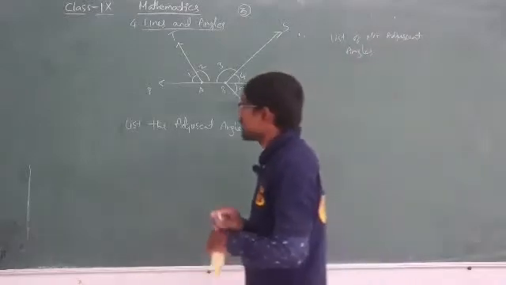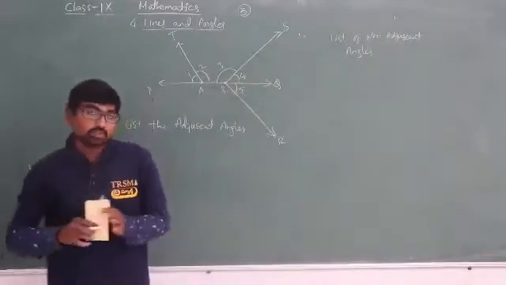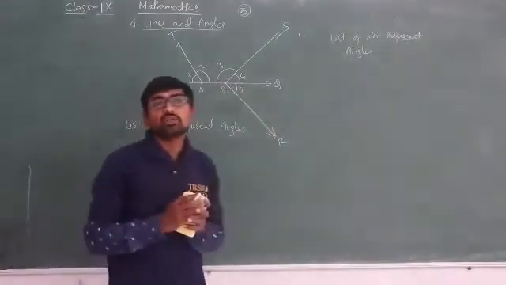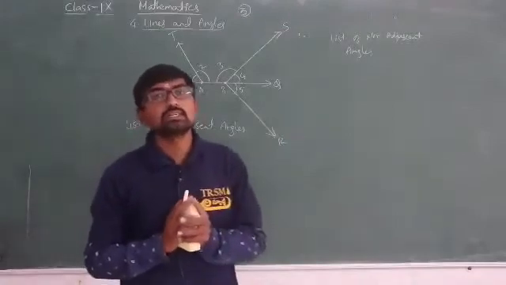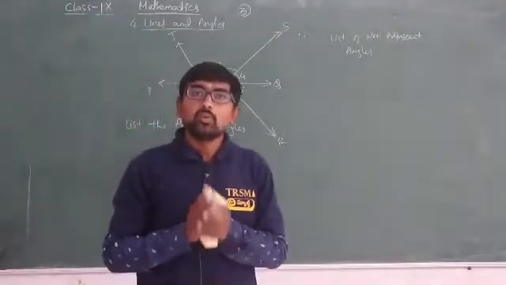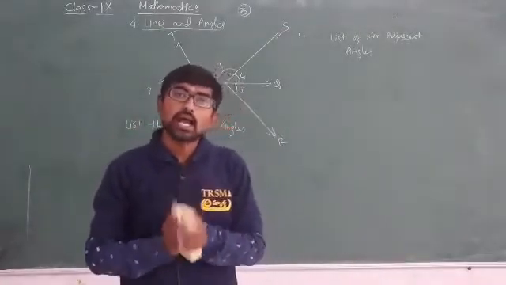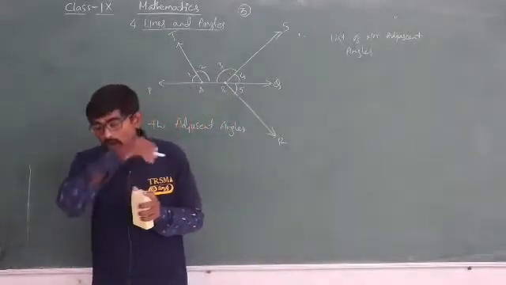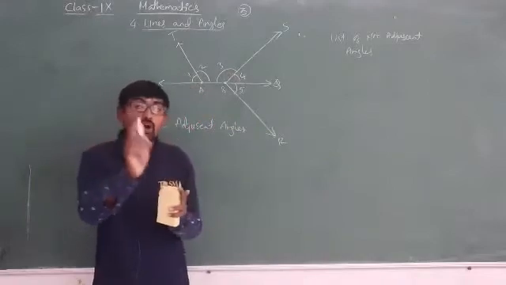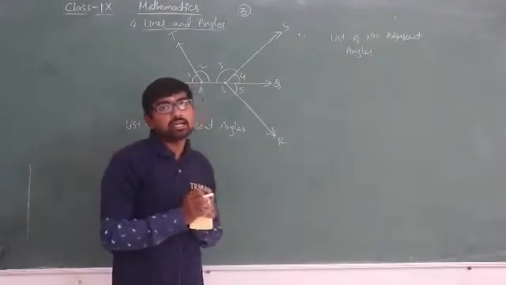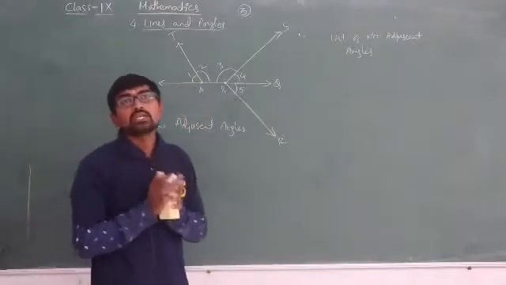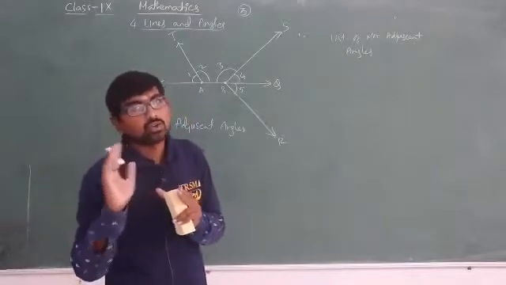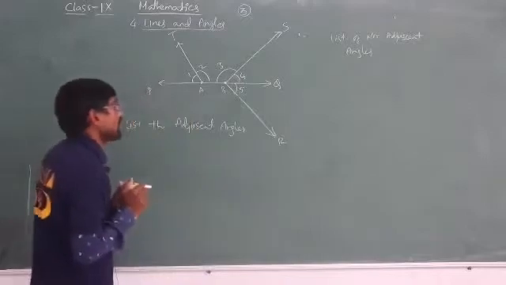Okay. So here we are making two lists. One is for adjacent angles and the second one is for non-adjacent angles. I have already told you about adjacent angles. What are adjacent angles? The angles which have one common arm are called adjacent angles, or the angles which are divided by one common arm are called adjacent angles, isn't it? And the angles which are not divided by one common arm are called non-adjacent angles.